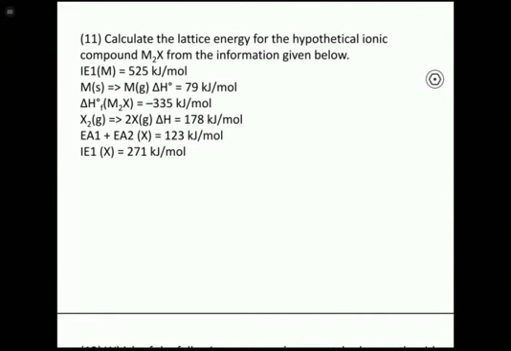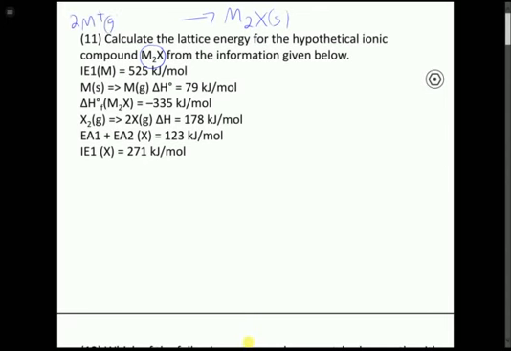So the first one that I lost in the video catastrophe was the lattice energy problem, which is our favorite. We're going to calculate the lattice energy for a hypothetical ionic compound M2X using the information given below. When we talk about lattice energy, we're talking about this process here. For M2X, it's the energy involved with forming the ionic compound as a solid from gas phase ions. In this case, we have 2 M+ and X2-.